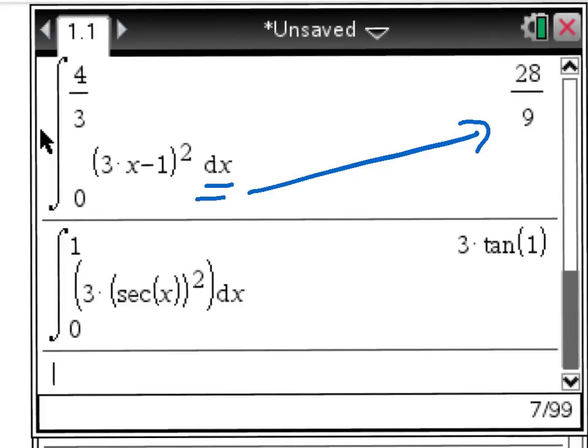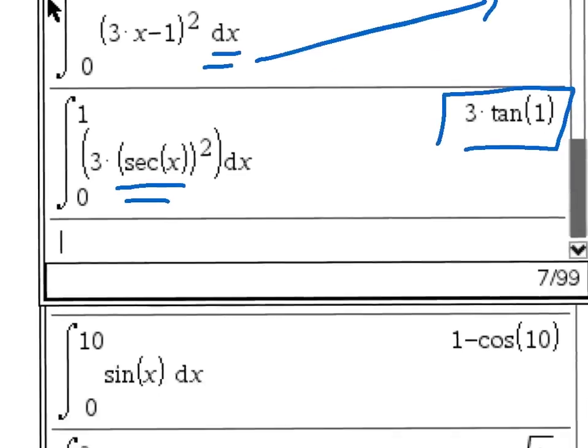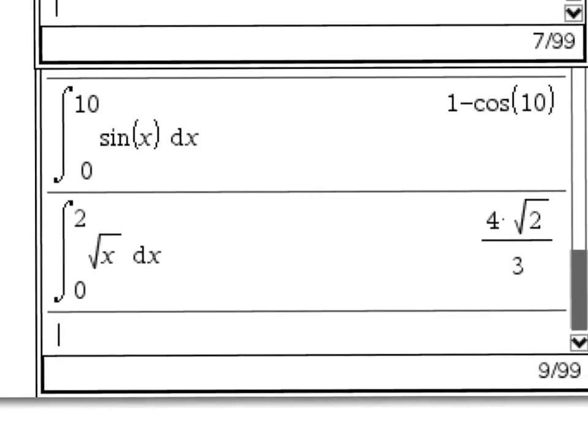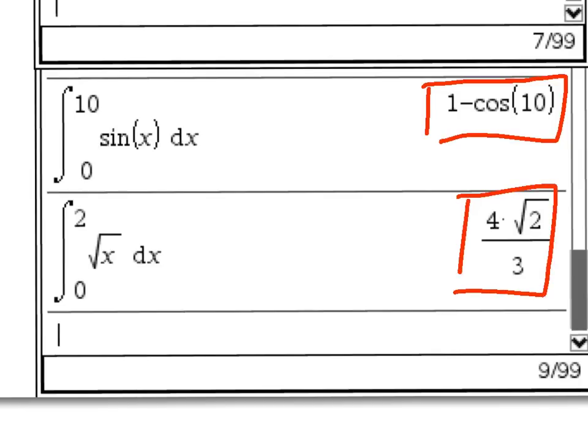The second one I had to be careful of because of the squared. I had to put the squared outside the secant. So you notice here, it'll take a little bit of use with the parentheses to get 3 secant squared x evaluated from 0 to 1. And notice I get 3 times tangent of 1. And the calculator gives it to me as an exact answer. For the last two problems here, you can see that when I plug it in, I got the 1 minus cosine 10. And that 2/3 times 2 to the 3/2 power turns out to be 4 radical 2 over 3. So learn to use the template button on the calculator to solve definite integrals to find the area under the curve, so that when you have access to the calculator, it saves you a lot of work.